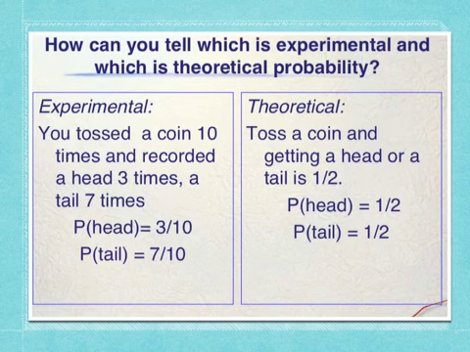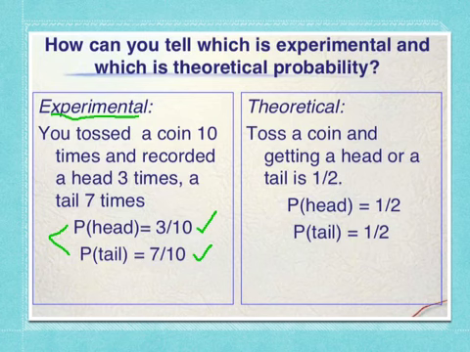How can you tell which is experimental and which is theoretical probability? Well, an example of experimental probability would be if you toss a coin 10 times and you record a head 3 times and a tail 7 times. That's experimental probability. The probability of tossing a coin and landing on heads in our experiment is 3 out of 10. The probability of tails in this experiment is 7 out of 10. Understand, I'm talking about in this experiment because it's experimental.